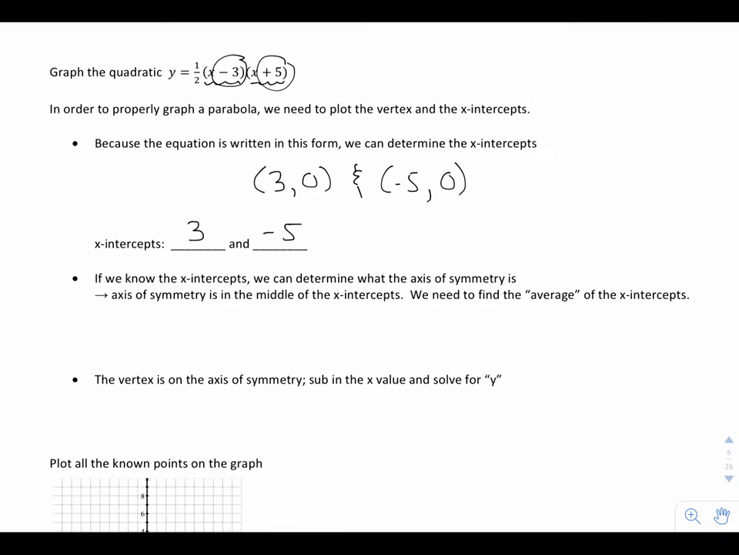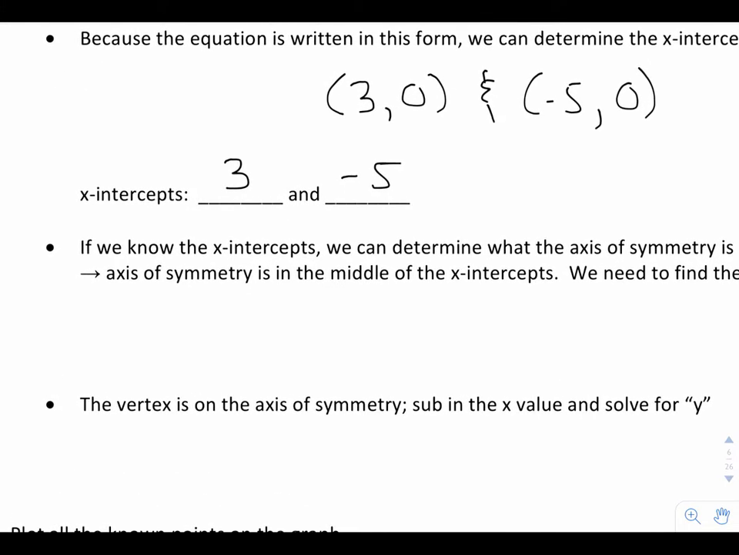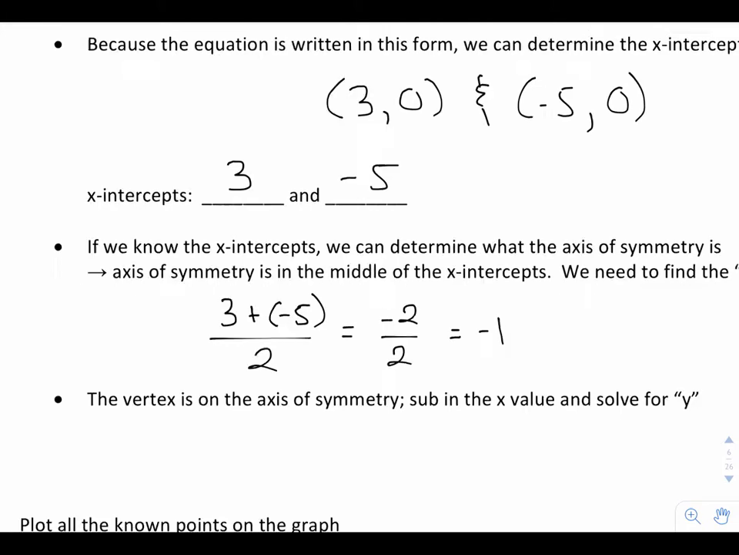Now if we know the x-intercepts, we can determine what the axis of symmetry is, because the axis of symmetry is going to lie exactly in between those two roots. So how do I get that x value? Well, I add the two roots together, so 3 plus -5, and I divide by 2. In other words, I take the average of the two roots. That gives me -2/2, which in turn gives me -1.